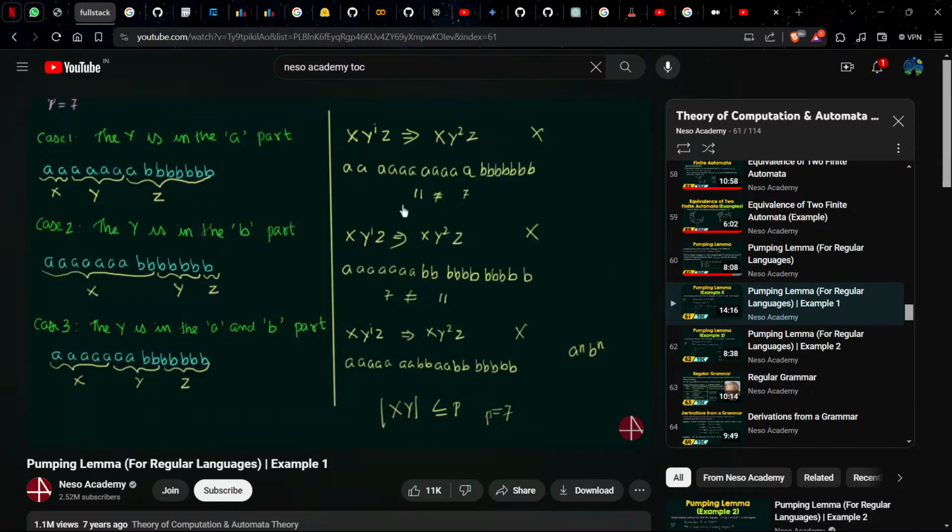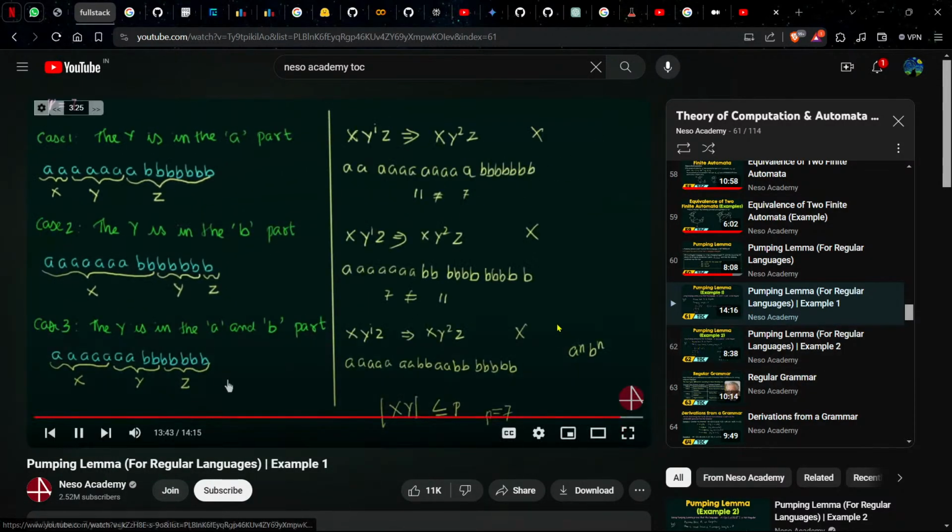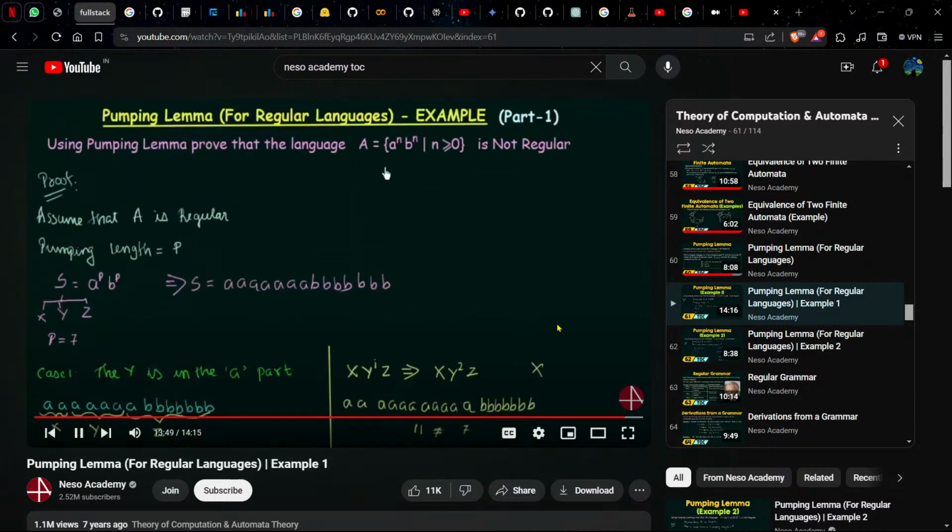So we saw that those conditions cannot be satisfied when we divide our s into 3 parts x, y, and z. If you see the rules, once these conditions cannot be satisfied, then s cannot be pumped. That is a contradiction to our assumption that A is regular. So we assume A is regular, but since it's not satisfying these conditions, it shows that it cannot be pumped, and hence we have proved that the language A is not regular using pumping lemma.